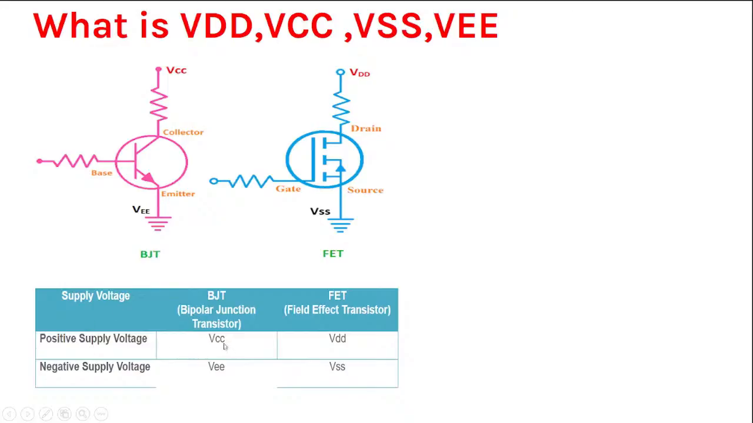So the positive supply voltage is VCC, and the negative supply voltage is VEE and VSS. VCC is the voltage at the collector, VDD the voltage at the drain, and VSS the voltage at the source. So VCC and VDD are the positive supply voltage, and VEE and VSS are the negative supply voltage.